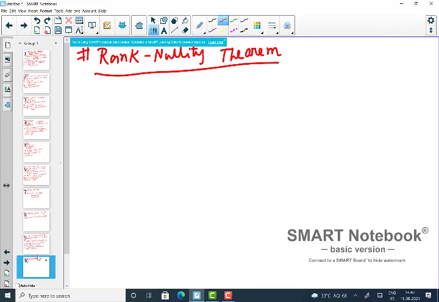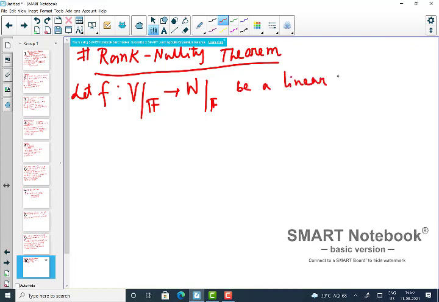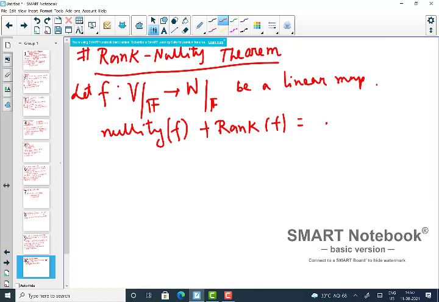Suppose we have two vector spaces over the same field, and we have a linear map f from V over F to W over F. Then this theorem tells you that nullity of f plus rank of f is nothing but the dimension of the vector space V. So this is the symbol, dimension V.